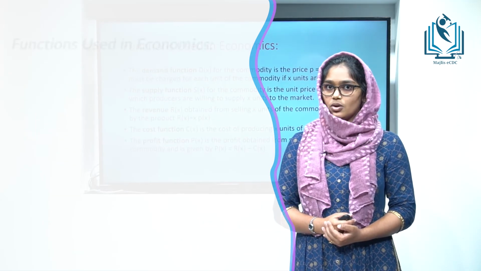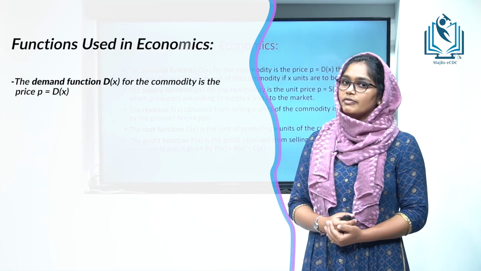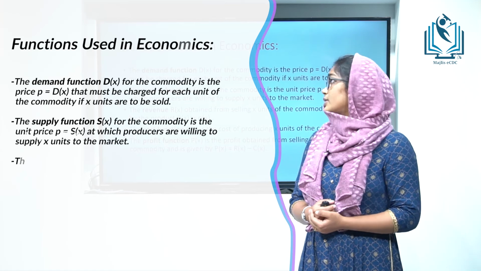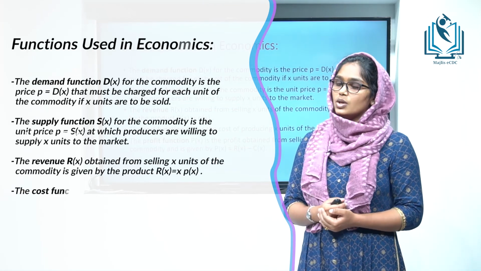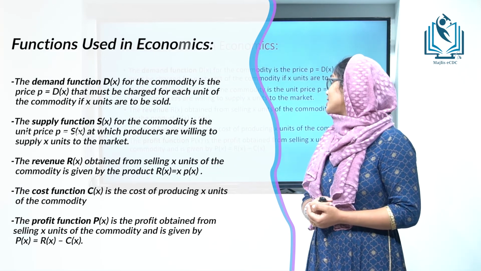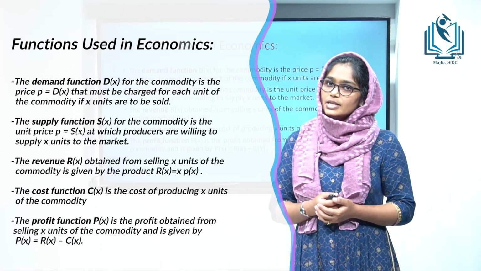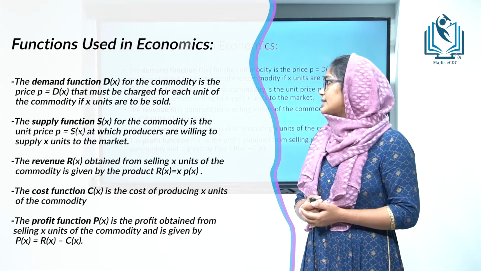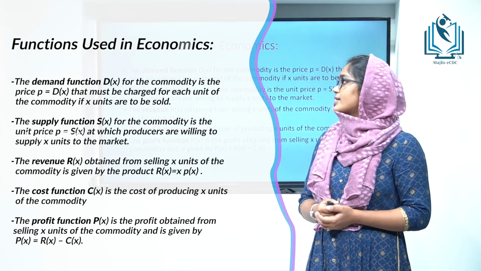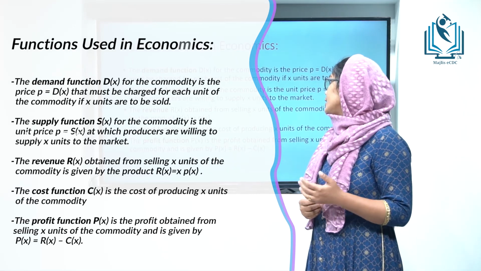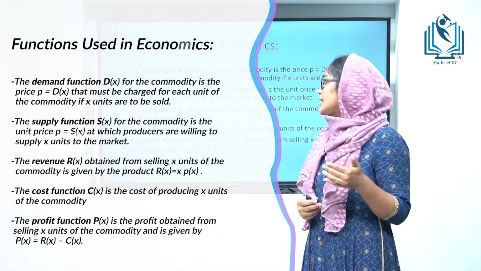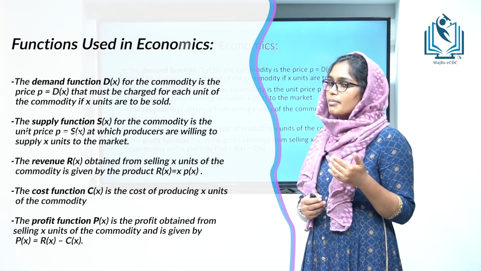Now consider some functions used in economics. First one, the demand function d of x. The demand function d of x for a commodity gives the price p equal to d of x that must be charged for each unit of the commodity if x units are to be sold. And the second one is the supply function s of x. The supply function s of x for a commodity is the unit price p equal to s of x at which producers are willing to supply x units to the market.